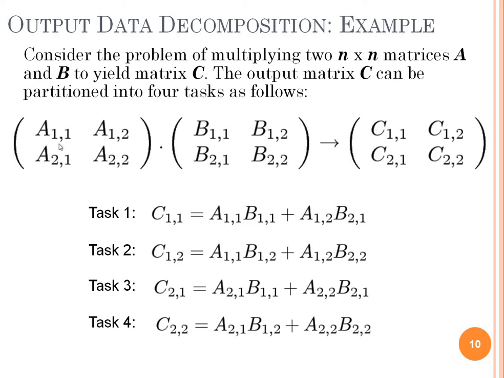Now see, this is the A matrix, this is the B matrix. Here A11, A12, A21 and A22 are the blocks of the A matrix. This is the B matrix. This is the output matrix. It is normal matrix multiplication. So here A11 B11 plus A12 B21 equals C11. This is normal matrix multiplication. So here four tasks will get generated: C11, C12, C21 and C22. In this way we can go for decomposition.